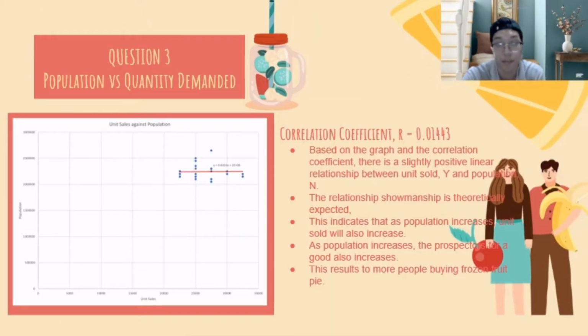This scatter plot shows the relationship between population versus quantity demanded. Based on the graph, there is a slightly positive linear relationship between units sold and population. The relationship shown is theoretically expected. This indicates that as population increases, units sold will also increase. As population increases, the prospects for a good also increase. This results in more people buying frozen fruit pie.